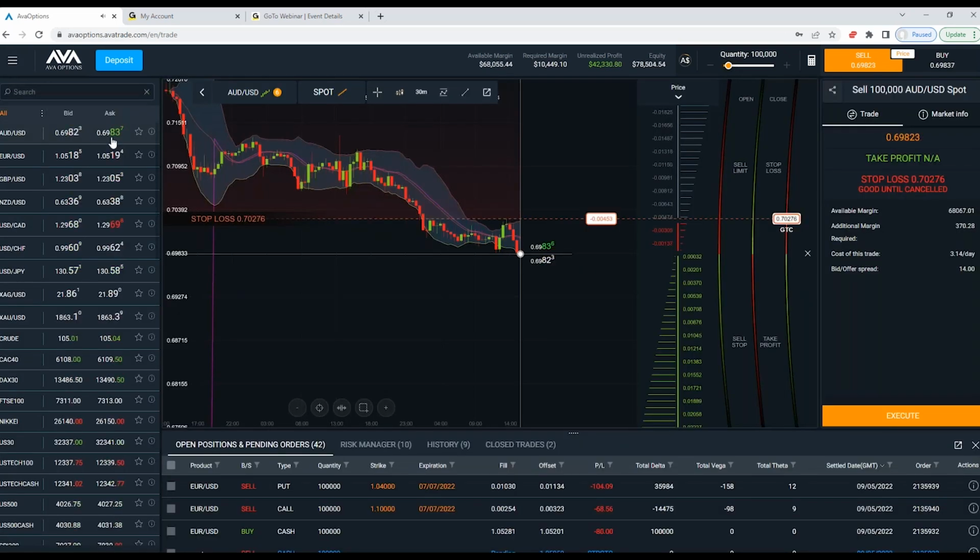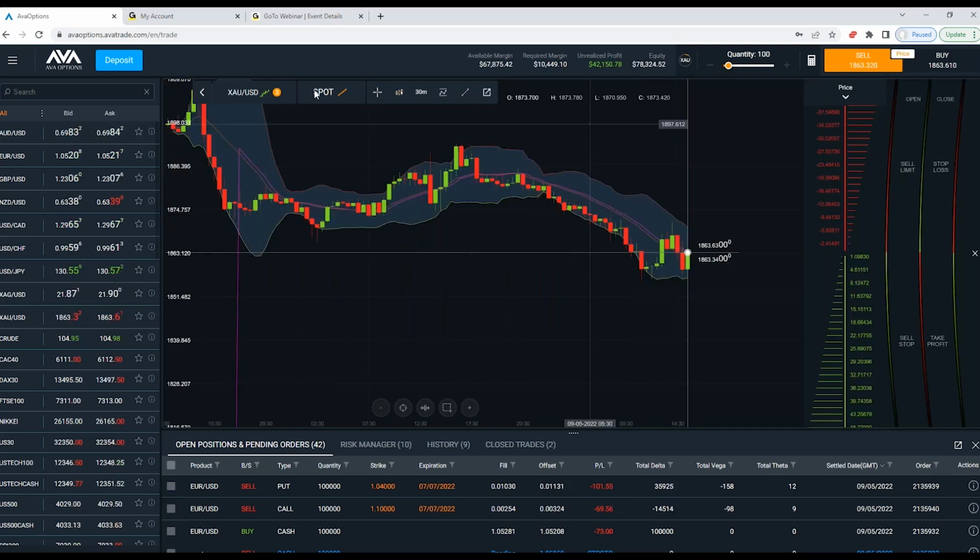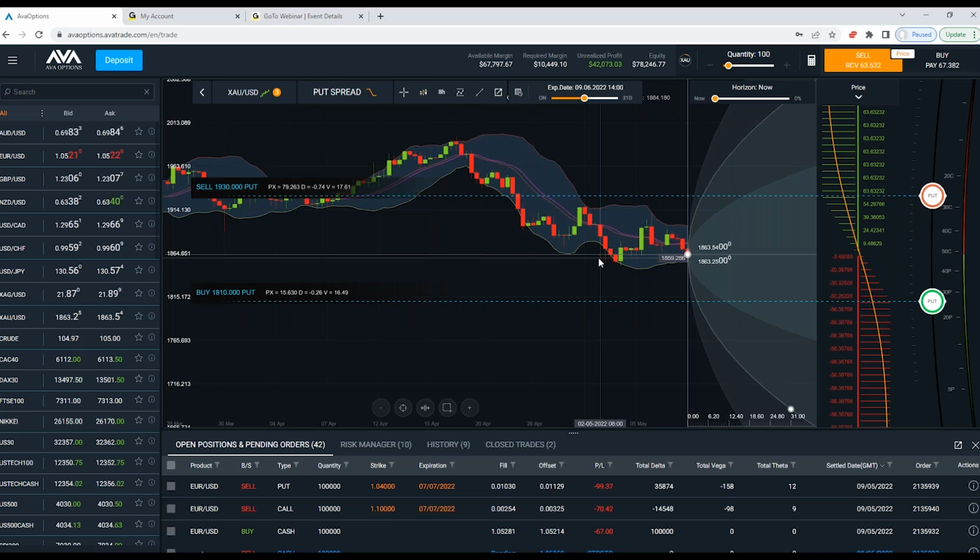I'm being asked, any plans to add indices, metals, and options? Metals we already trade. You can trade options on gold and silver. Here's gold. Put spread in gold, ready to go.